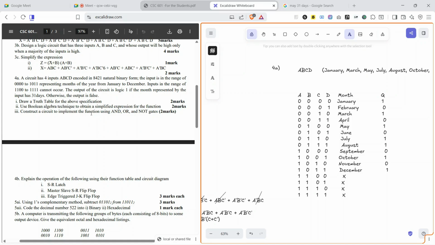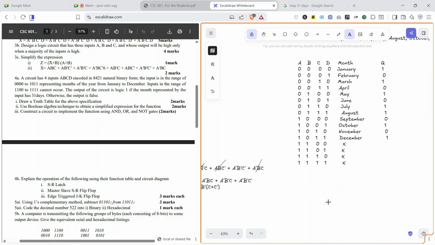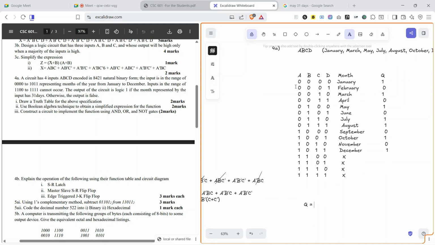From the truth table, use Boolean algebra technique to obtain a simplified expression for this. So after we've gotten these results, the next thing we want to do is now to create the Boolean expression. So Q equals to 1, 0, 0, 0, 0. So that will be A bar, B bar, C bar, D bar plus. The next place we have 1. So we have 1 here.